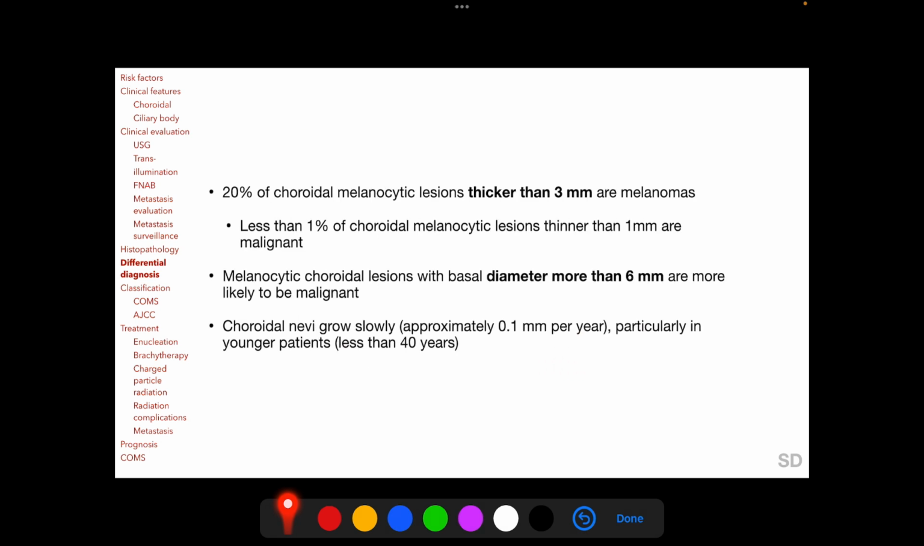What is important to remember is that the thinner or the less elevated the lesion, or the smaller the basal diameter of the lesion, the less the chance of a choroidal melanocytic lesion being malignant. Also, choroidal nevi remain stable in size or grow very slowly, and the growth particularly occurs in younger patients less than 40 years of age, and the rate of growth is less than 0.1 mm per year. In contrast, growth of a choroidal melanoma can be documented within 1 to 3 months.